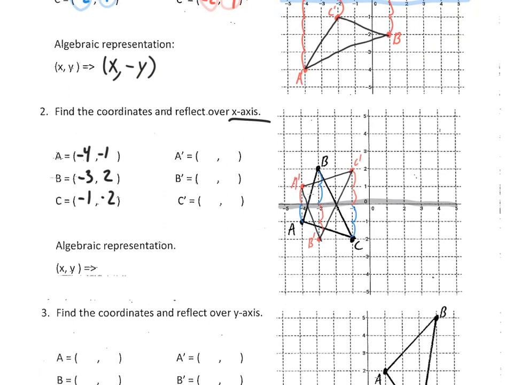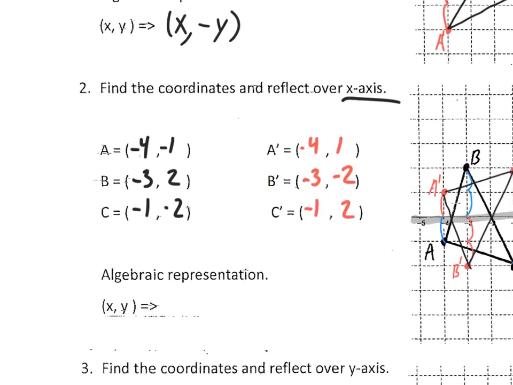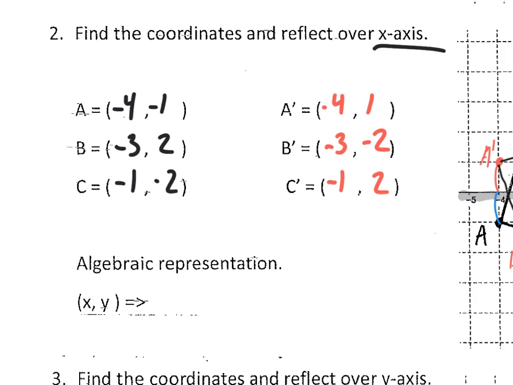So now we're going to come up with the primes. A prime is at -4, +1. B prime is at -3, -2. And C prime is going to be at -1, +2. Now I'm going to compare my points and come up with my algebraic representation. Looking at my x values, I have all my negatives right here, and all of my negatives right here. So nothing changed about x. X remained the exact same.